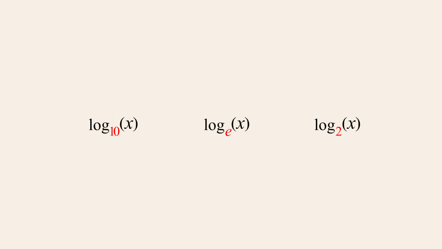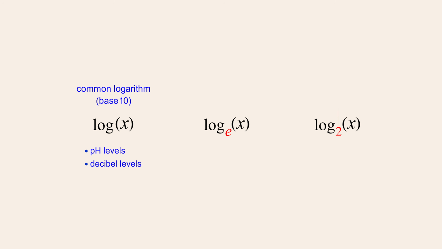Since our number system is a base 10 number system, logarithms with a base of 10 are typically called common logarithms and are often simply written as log of x without any subscript. Base 10 logarithms are often used in scientific calculations. For example, in chemistry, a solution's pH level, which is a measure of its acidity, uses a base 10 logarithmic scale. Base 10 logarithmic scales are also used in acoustics to express the intensity of sound in decibels, and in geology to measure earthquake magnitude using the Richter scale.